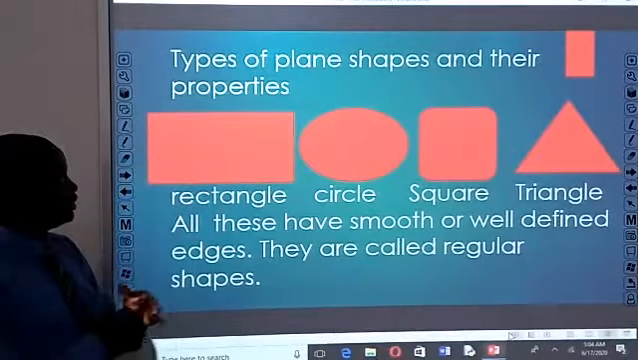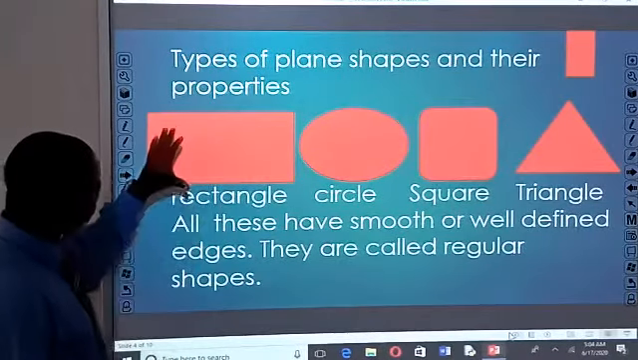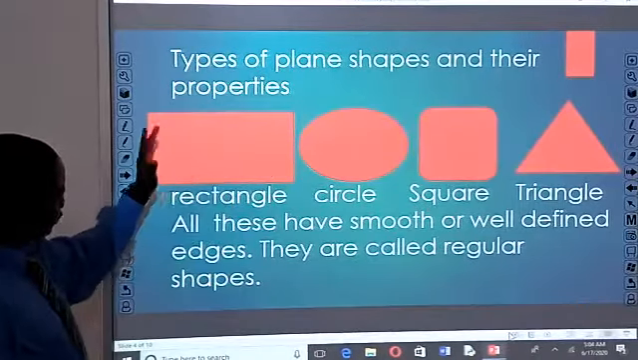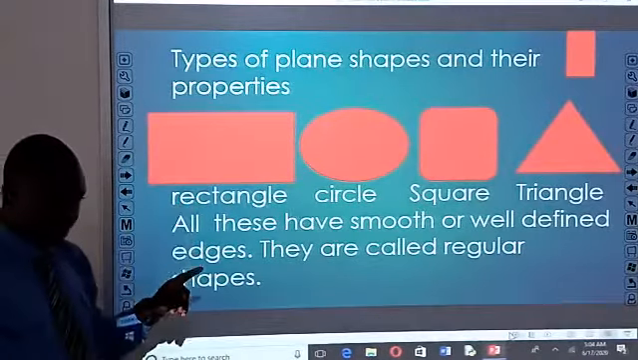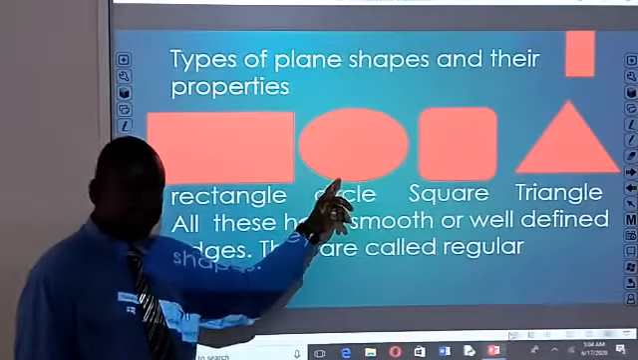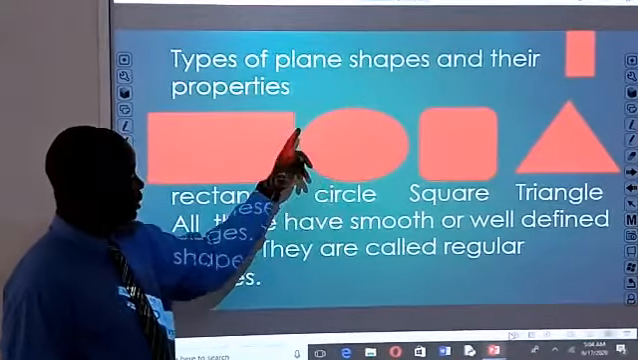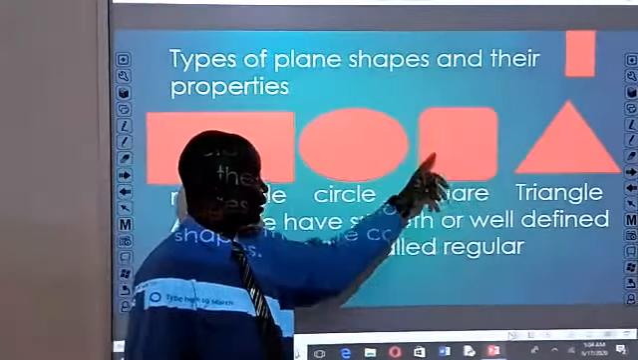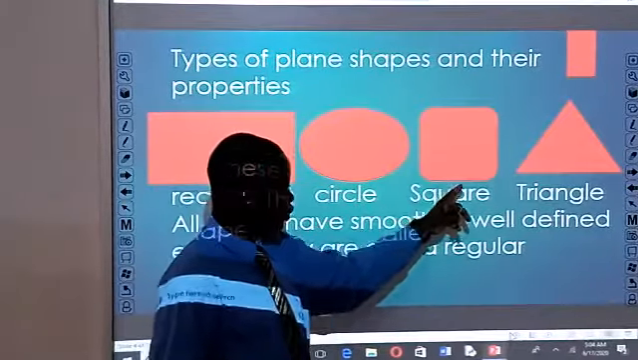Now, types of plane shapes and their properties. This is exactly a plane, so it's a flat surface. This shape is known as what? A rectangle. How many of you know rectangle? I know all of you know it. Okay, what about the circle? This is also a plane shape, which is also a 2D shape. What about square? It's also a plane shape or 2D shape.